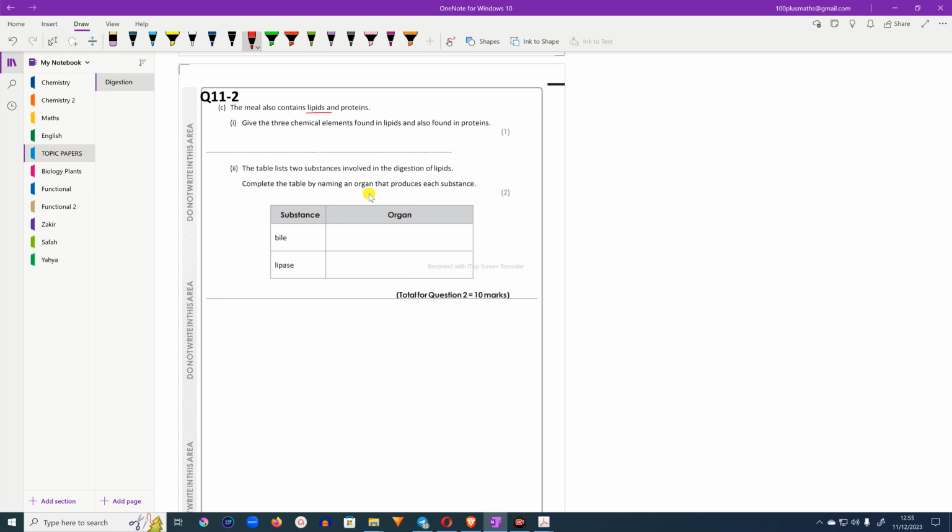The meal also contains lipids and proteins. Give 3 chemicals found in lipids. So you've got carbon, hydrogen, and oxygen. Right. 2 substances involved in digestion, naming the organ that produces. So bile, we know, is produced by the liver, and lipase is produced by the pancreas.